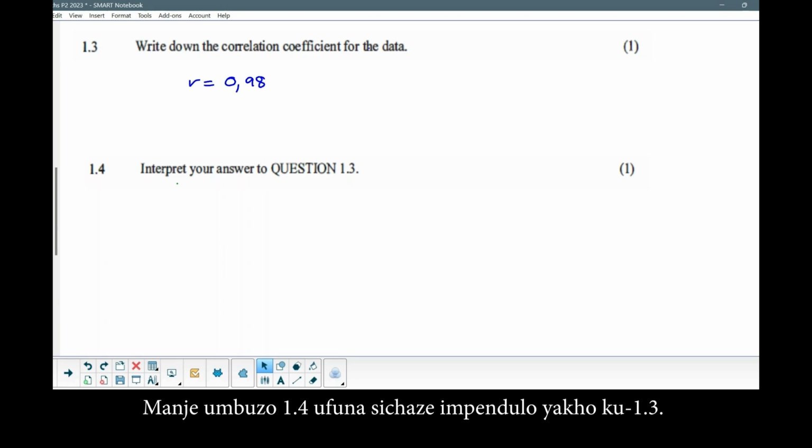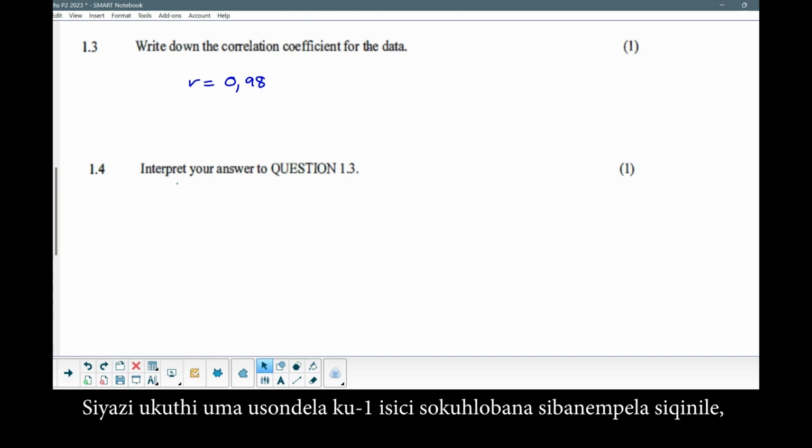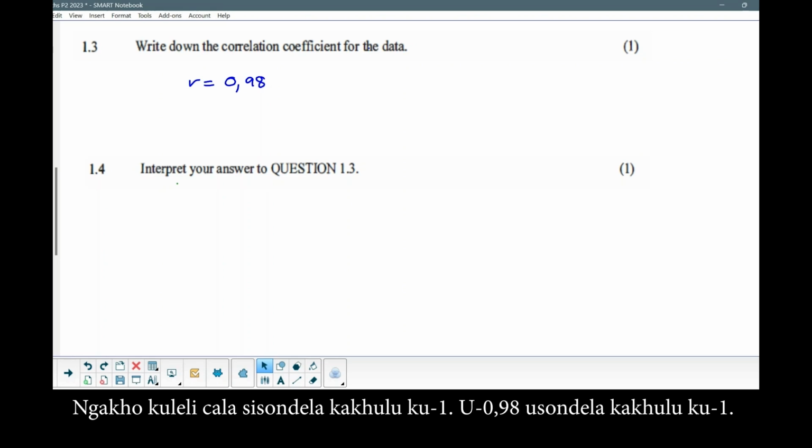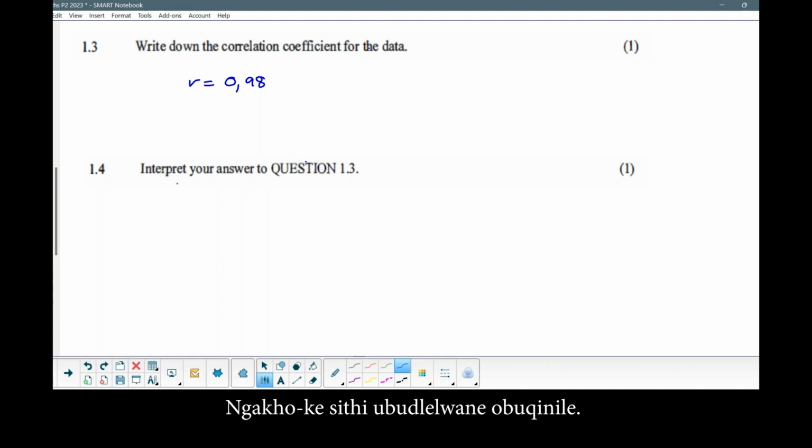Now 1.4 wants us to interpret your answer to question 1.3. So what does this correlation coefficient tell us? We know that the closer to 1 a correlation is, it's really, really strong. And as we move away from 1 and towards 0, then your correlation is weak. So in this case, we are really close to 1. 0,98 is really close to 1. So we say it's a strong correlation.